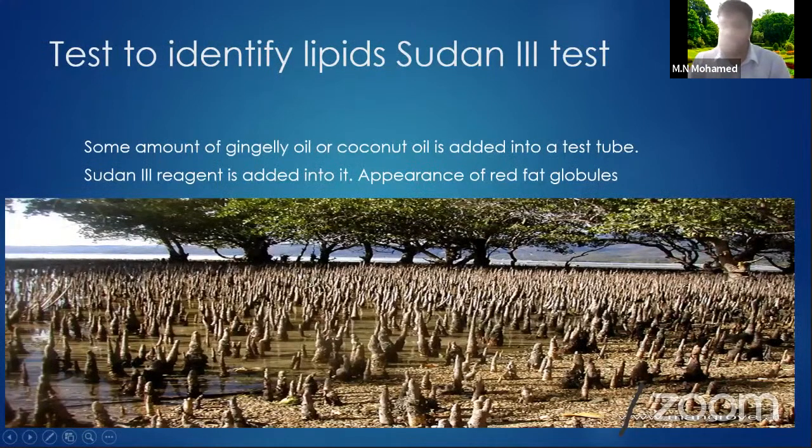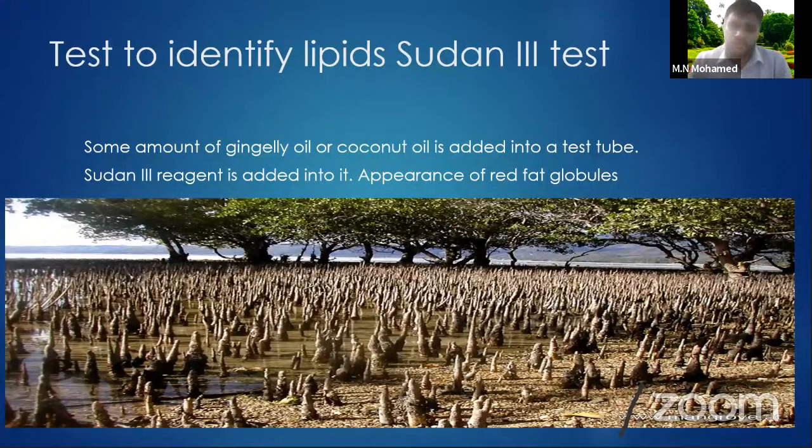The test for lipids is very simple. The Sudan III test. If you have some amount of coconut oil and add some amount of Sudan III, there are red fat globules, round like that. But in schools nowadays the government is not supplying Sudan III, because Sudan III is carcinogenic. What is carcinogenic? Carcinogenic means it may cause cancer.